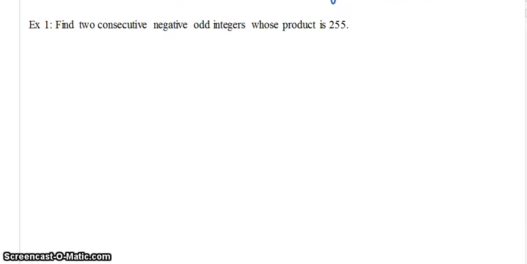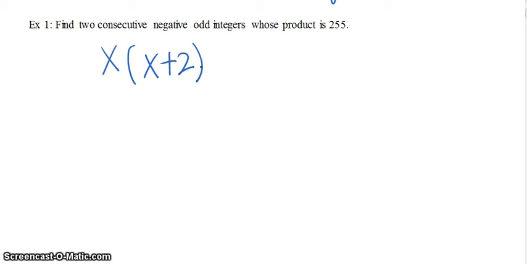So, like consecutive integers. We're going to find two consecutive negative odd integers whose product is 255. Okay, so we know that if we were to have one integer, we would have x. And we know product means we're multiplying, so I'm going to be multiplying it by another consecutive odd integer. So really I have to add 2 to that, because if you were to have like 1, then you add 2 to that to get 3.